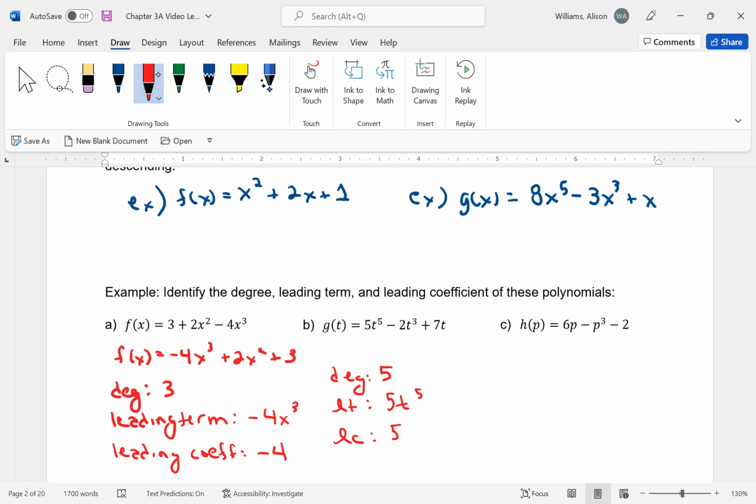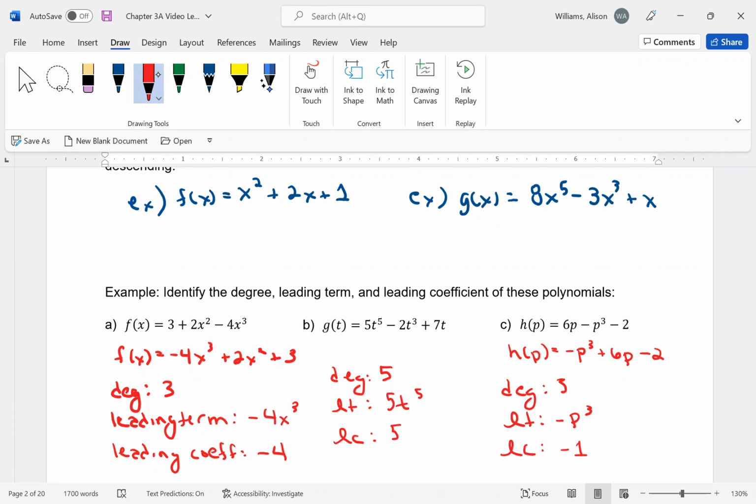Okay, so last one here, h of p. That's not in order. Let me put it in descending order. So negative p cubed first, plus 6p minus 2. Okay, there we go. Degree would be 3. Leading term would be negative p cubed, and the leading coefficient would be, in this case, negative 1, since I'm not seeing anything, but I can assume that there is, in fact, a 1 there.